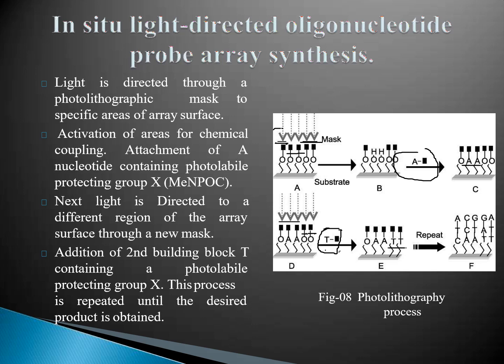Then you repeat this procedure, and by repeatedly masking and exposing to the light, you can synthesize the desired oligonucleotide sequence. So activation of areas for chemical coupling and attachment of nucleotide containing photolabile protecting group is carried out. Next, light is directed to a different region of the array surface through a new mask. Then the second block of T containing a photolabile protecting group X is added, and this process is repeated until the desired product is obtained. So in this way, in situ oligonucleotide arrays are synthesized, or Affymetrix gene chips are produced.